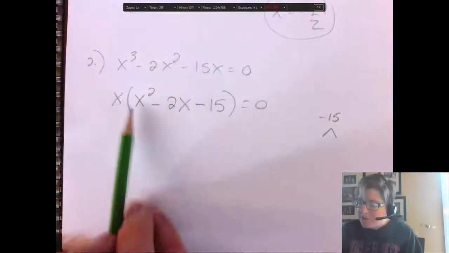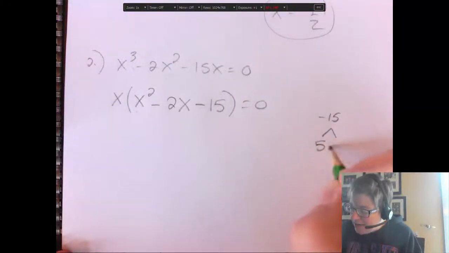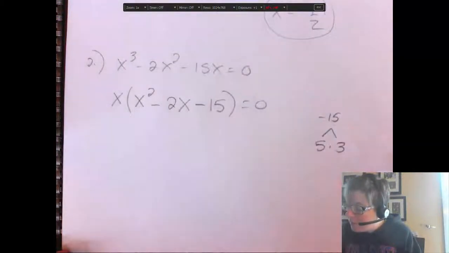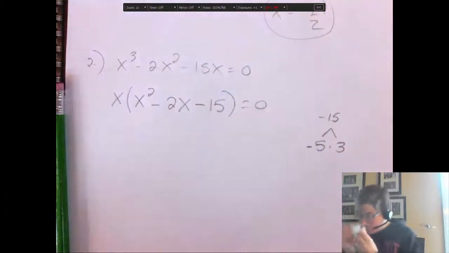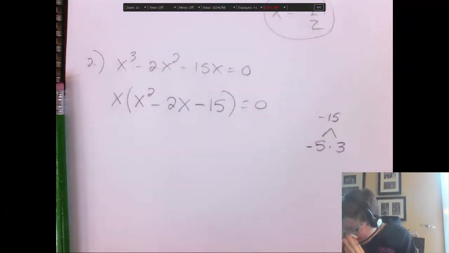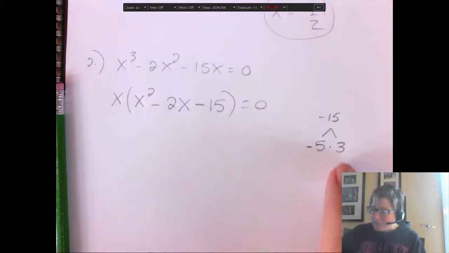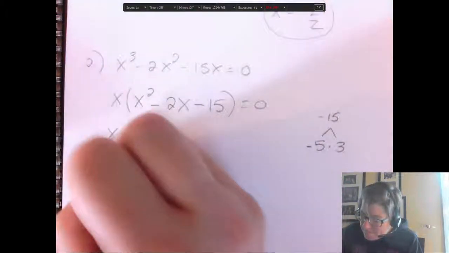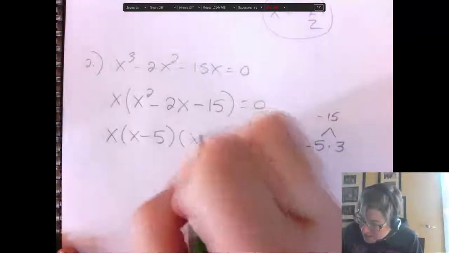And this method only works when there's not a number in front of x squared. So if I just look at like 5 times 3 make 15, and those would subtract or add to 2. So we're good. We'll go with these two. And if the 5 were negative, then negative 5 times 3 is negative 15. And negative 5 plus 3 would give us the negative 2 here in the middle. So we can factor that middle into x minus 5, x plus 3.